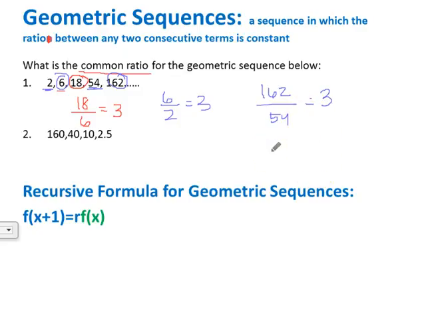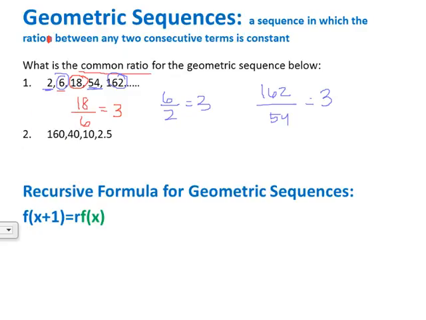So in order for a sequence to be a geometric sequence, we have to have a common ratio. We have to find that when we take one number and divide it by the previous number, we get the same number, that same ratio. So look at number 2. Do these numbers represent a geometric sequence? And if they do, what is the common ratio? If you want, you can click pause and try this on your own.